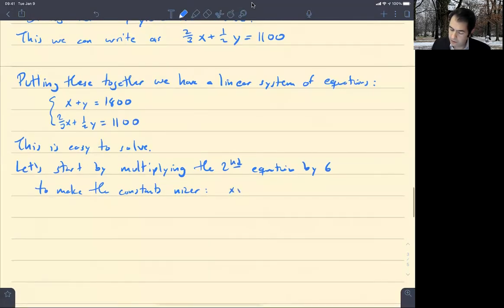Right, so that our system becomes x plus y equals 1800 and 4x plus 3y is equal to 6600. Importantly, multiplying both sides of the equation by 6 did not change the solutions.